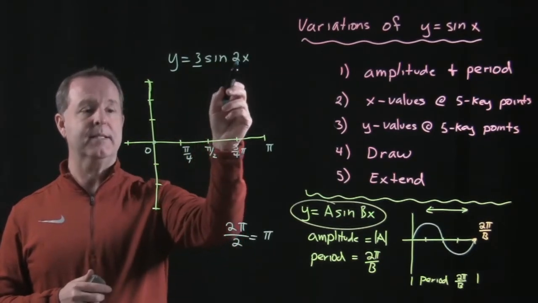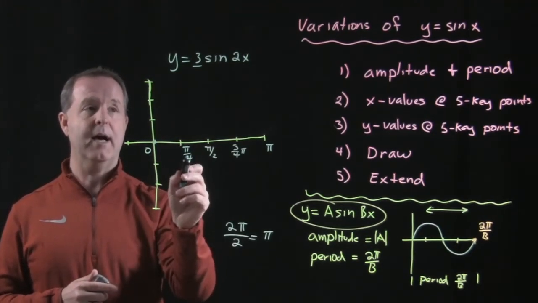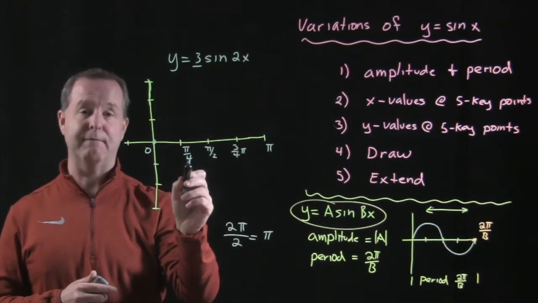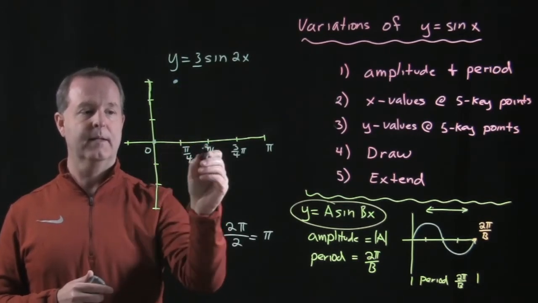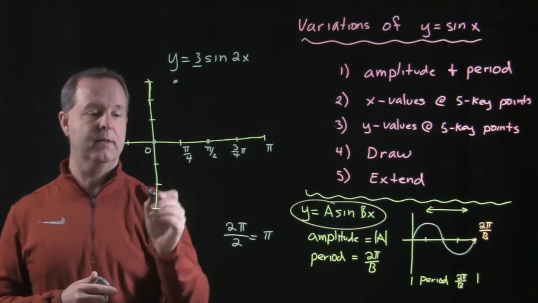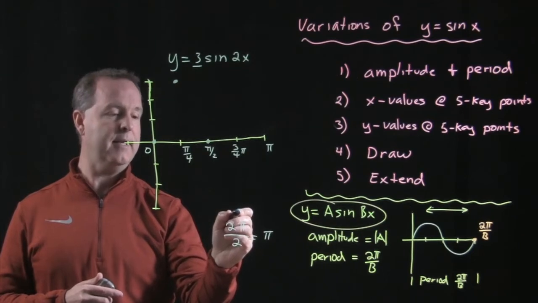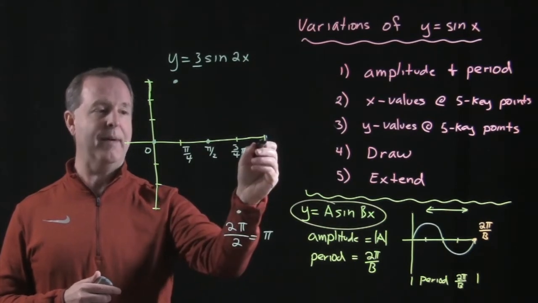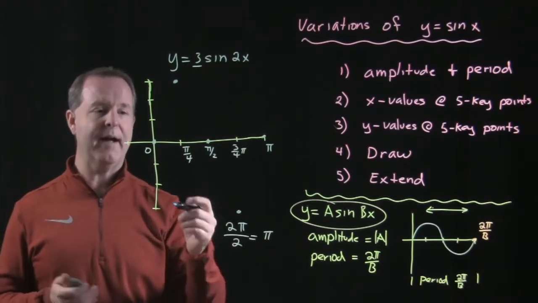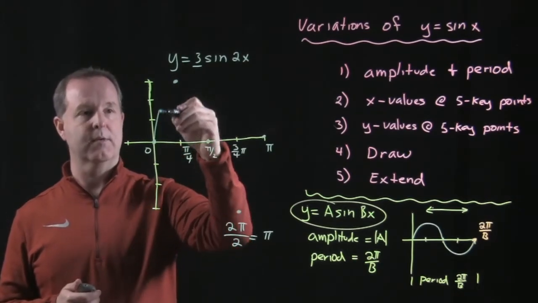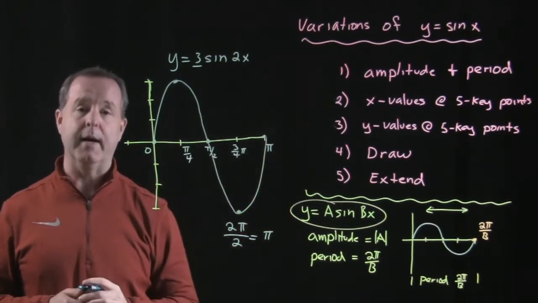So 3 times the sine of 2 times 0 is 0. 3 times the sine of 2 times pi fourths is a 3. Pi halves will produce a 0. 3/4 pi will produce a -3. And then back to pi, it will produce a 0. Those are my y values. Then we draw a nice, smooth, continuous curve that goes through those points.